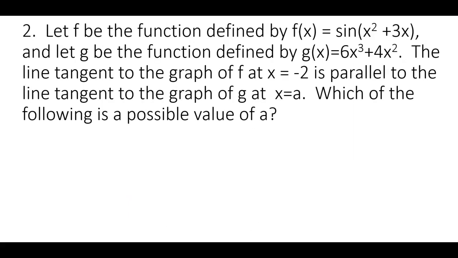This one is probably the most tedious one on the worksheet today. So let f be the function defined by this, and let g be the function defined by this. The line that's tangent to the graph of f at x equals negative 2 is parallel to the line tangent to the graph of g at x equals a. Which of the following is a possible value of a?